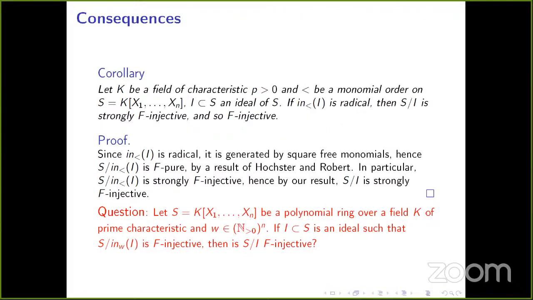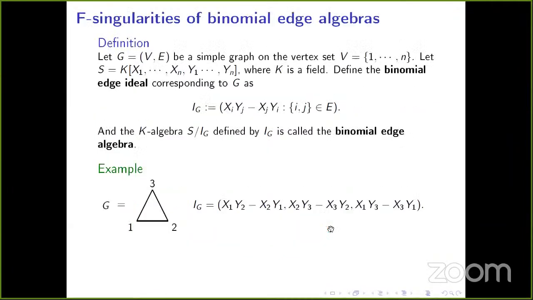So now we pose this question that we couldn't solve for F-injectivity: let S be a polynomial ring over a field of characteristic p, and let w be a weight order. If I is an ideal such that S mod the initial ideal is F-injective, then is S mod I F-injective? Now we'll see that this corollary is very useful for studying singularities of various combinatorial algebras. Here we'll talk about only two.